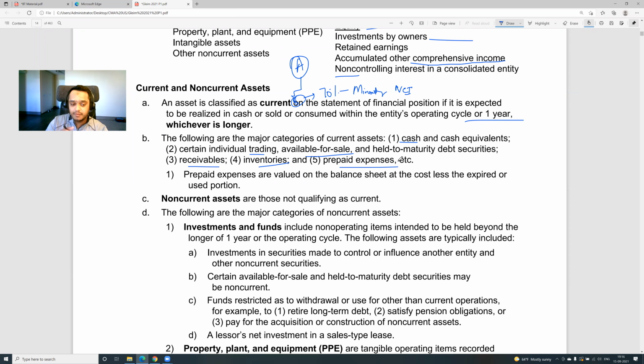Now, there are even quick assets. Quick assets is nothing but these inventories are out, these prepaid expenses are out, and that's quick assets for you. In fact, quick assets and all are going to come in the next section, not this particular section. Ratio analysis and all, we'll be doing that too. Now, prepaid expenses are valued on the balance sheet at cost less the expired or used portion.